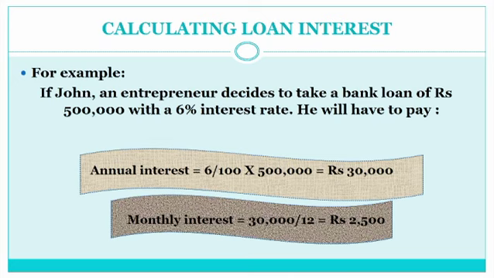For example, if John, an entrepreneur, decides to take a bank loan of 500,000 rupees with a 6% interest rate, he will have to pay an annual interest of 6 divided by 100 times 500,000, which equals 30,000 rupees. And the monthly interest is 30,000 divided by 12, which is equal to 2,500 rupees.